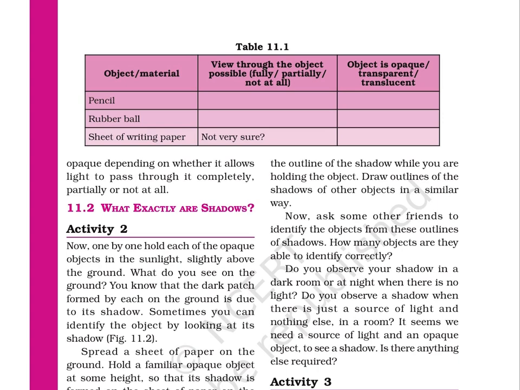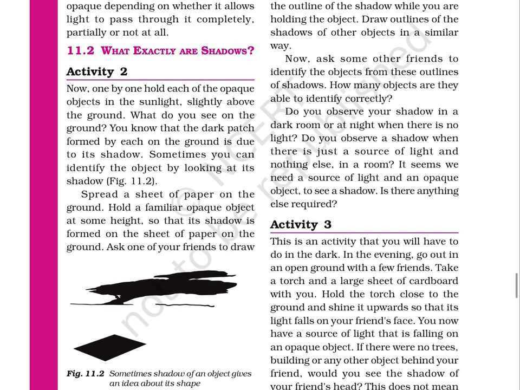11.2. What exactly are shadows? Activity 2. Now, one by one hold each of the opaque objects in the sunlight slightly above the ground. What do you see on the ground? You know that the dark patch formed by each on the ground is due to its shadow. Sometimes you can identify the object by looking at its shadow.